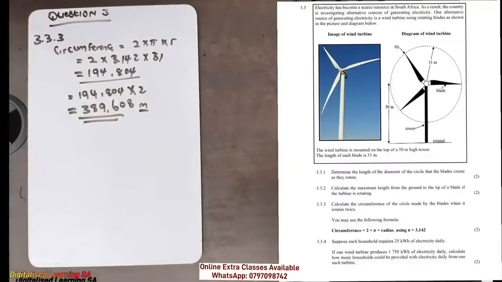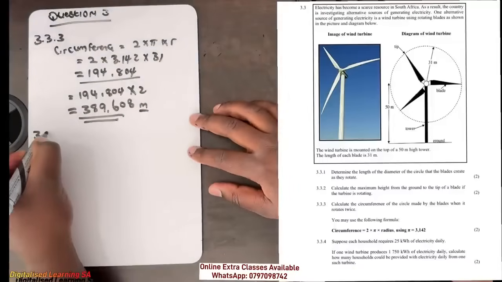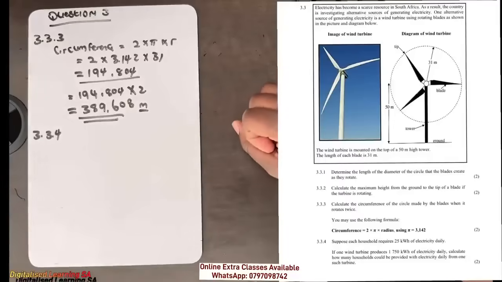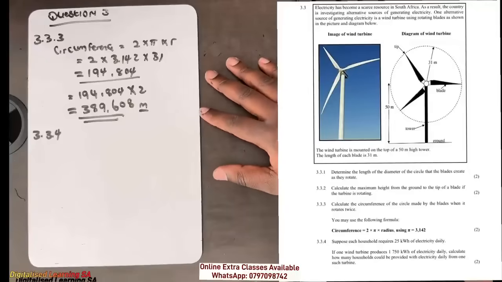So now let's move to our next question, which is question 3.3.4. So question 3.3.4 says that suppose each household requires 25 kilowatts of electricity daily. Okay, if one wind turbine produces 1,750 kilowatts of electricity daily, calculate how many households could be provided with electricity daily from one such turbine.